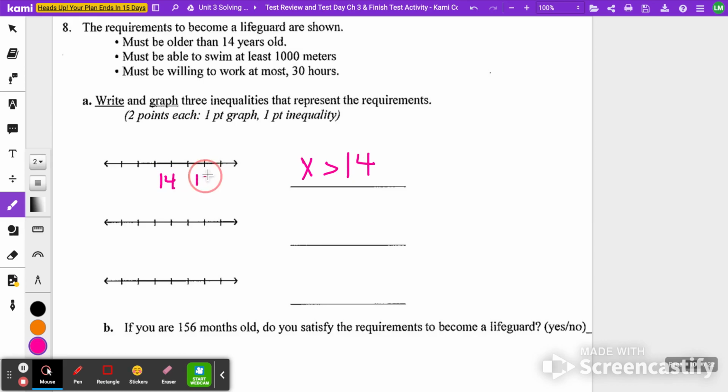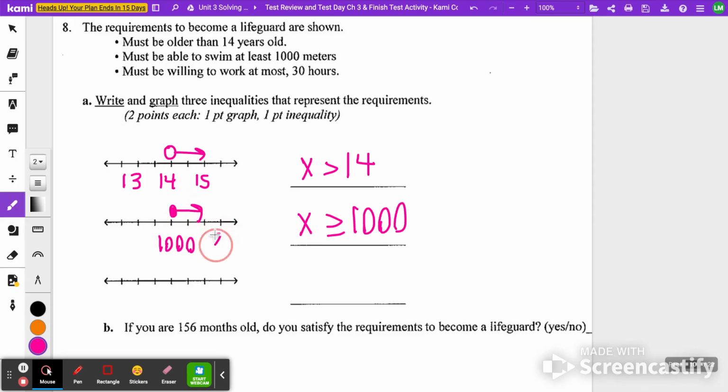So on your number line, you must have an open circle pointing to the right. The next one is swimming at least 1,000 meters. That is greater than or equal to 1,000. So that is a closed circle pointing to the right. We could have 2,000 here and maybe 0 here. And then the last one, at most 30 hours, less than or equal to 30, 30 or less. So if I have 30, maybe 29, and then 31 over this side, that's a closed circle pointing to the left.